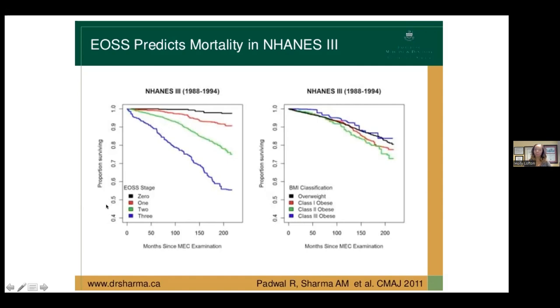And I'll just note, I borrowed these slides from Dr. Sharma, who developed the Edmonton obesity staging system. And it's named that way because he practices in Edmonton, Canada.